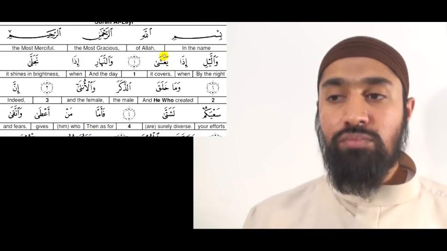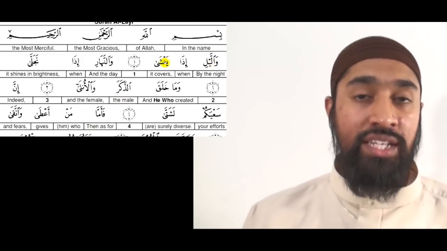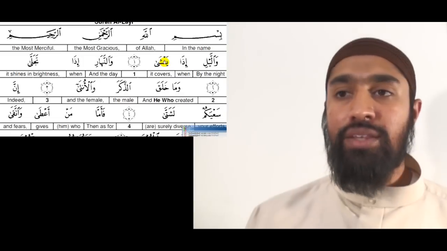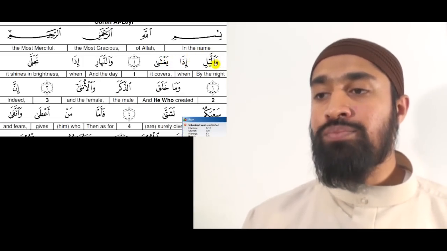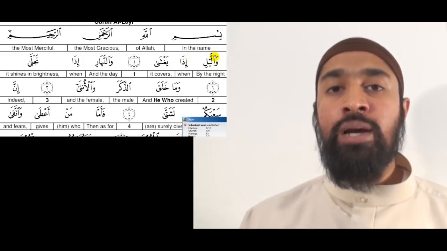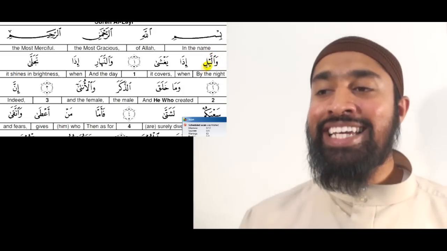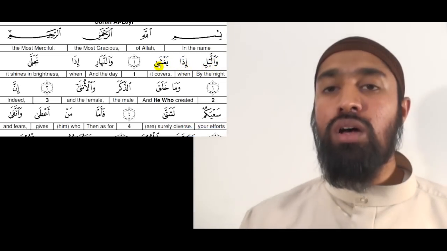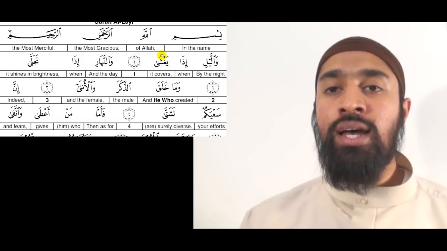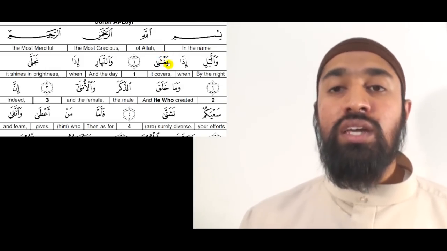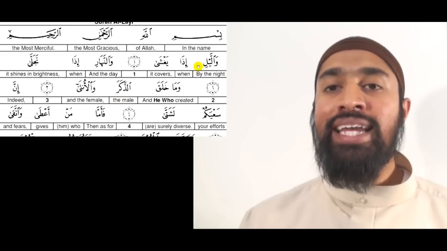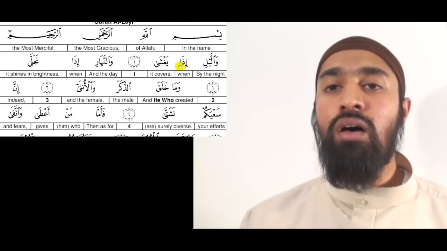When you see a light letter standing next to a heavy letter, ya and ghain, then we're going to make the appropriate sound to identify the light ya and the heavy ghain. Let's start together. Wow, letters of the lips, lam shadda. Wal-layli, idha yaghsha. You have ya and then ghain, yaghsha. Wal-layli, idha yaghsha.